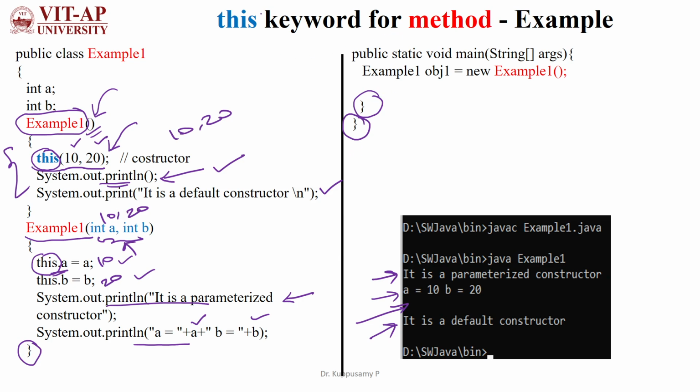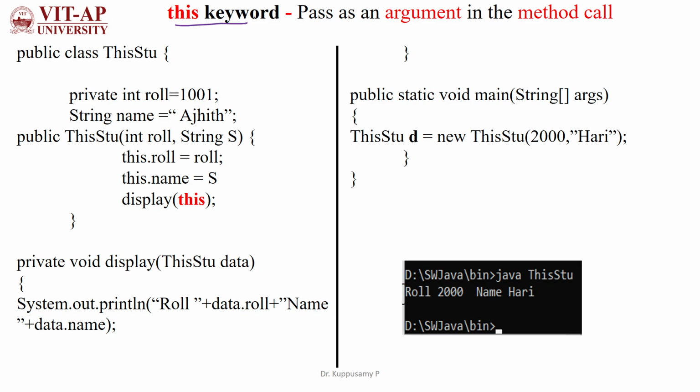So we can use this keyword to represent the method that has the constructor name. Likewise, we can use this keyword to pass an argument in the method call. As usual, we are defining the class with the name this stu, and we are defining the main method here. The this stu constructor is carrying two values, one is an integer and another one is a string. So this is assigned to the object variable d. Since we are using the method name this stu, we have to define this stu here.